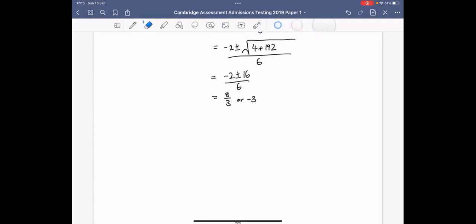Oh no, that's not right. Should be 14, shouldn't it? 196. Yep, 14. That's 2 or minus 8 on 3. All right, great.